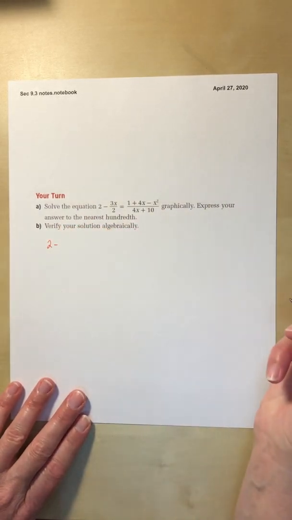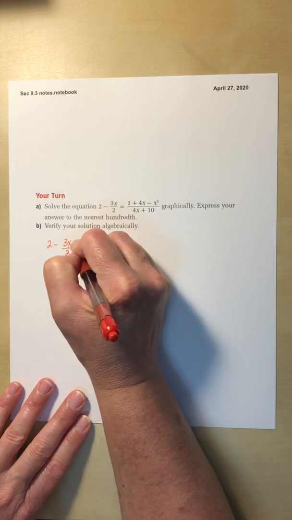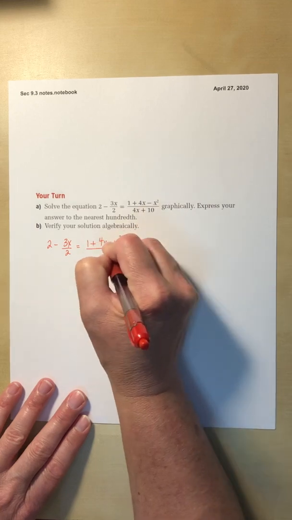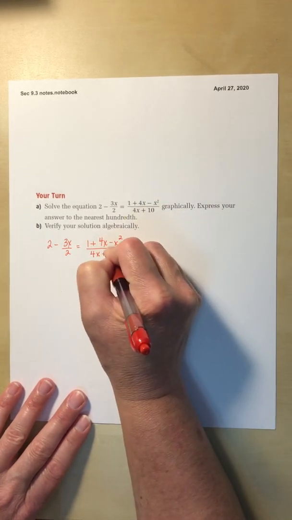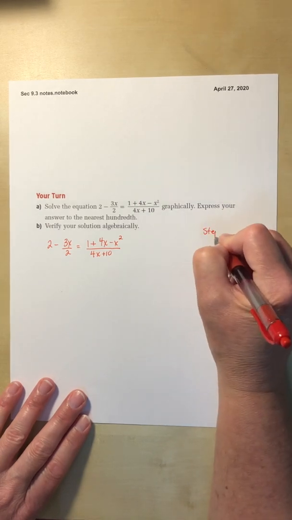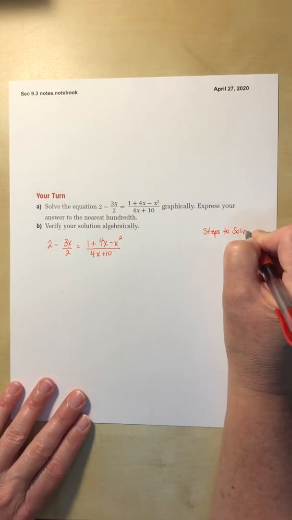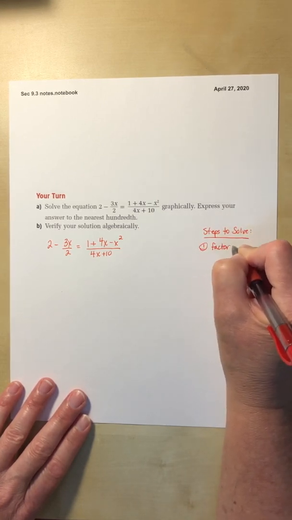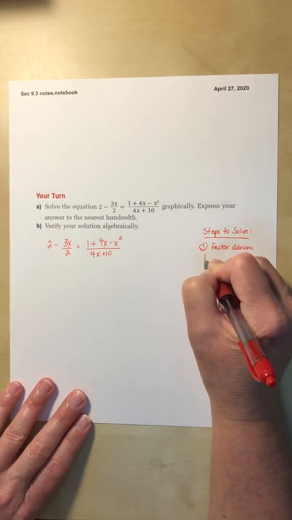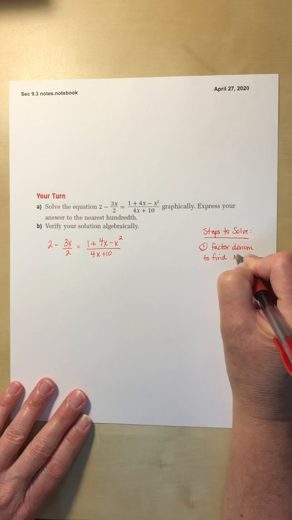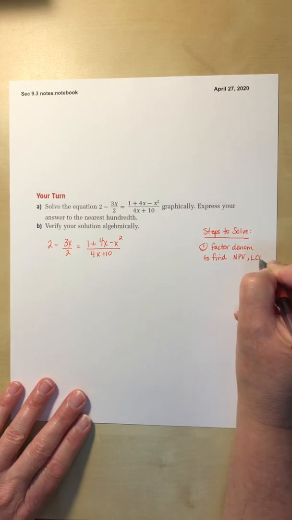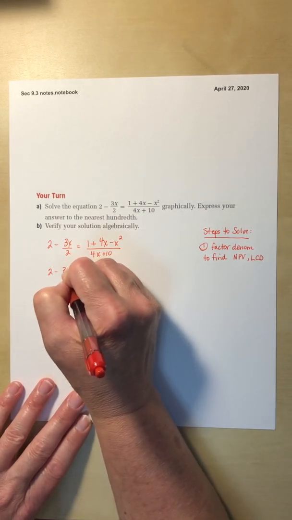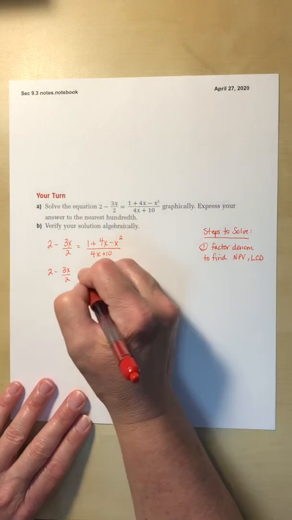So with this particular equation, one of the most important things that we're going to do with all of these rational equations, and this is kind of my official steps to solve. The first thing that you're going to do is factor your denominators to find your non-permissible values and your lowest common denominator. That is priority. So when I look at this denominator of 2, of course it's fine.